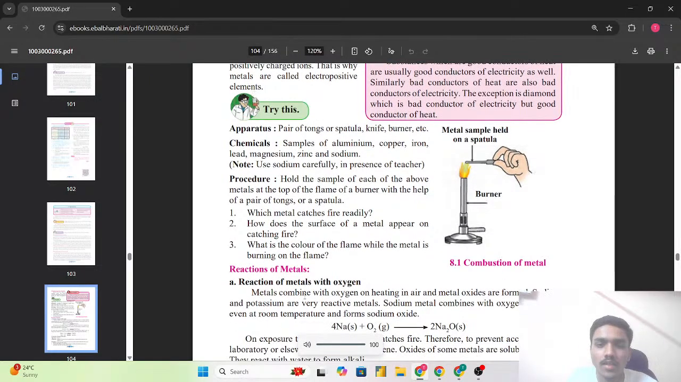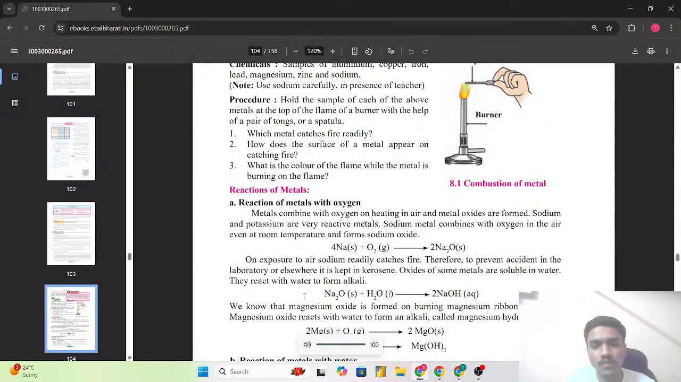Again, here an experiment is given: a pair of tongs and spatula, knife, burner, samples of aluminium, copper, iron, lead, magnesium, zinc, sodium. Use sodium carefully in the presence of the teacher. Hold the sample of each of the above metals at the top of the flame with the help of a pair of tongs or a spatula. Which metal catches fire readily? How does the surface of the metal appear on catching fire? What is the color of the flame while the metal is burning? So this we have asked here.